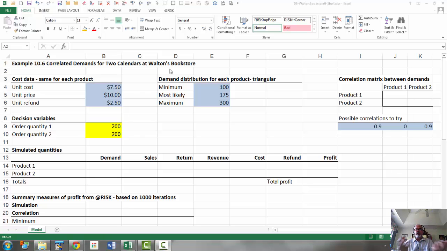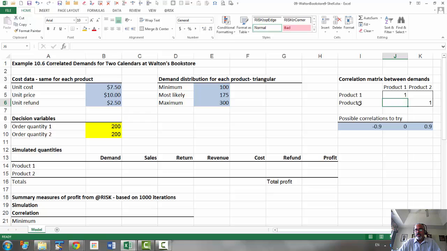Or if these two are completely independent, then the demand for each is not going to be affected by the other. So when we have such a situation, which is quite common, then we have to set up a correlation matrix between the products. Here the correlation along the diagonal would be 1, because a product would be correlated with itself perfectly, of course.